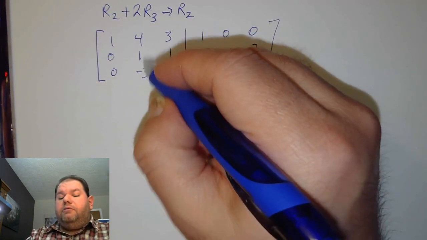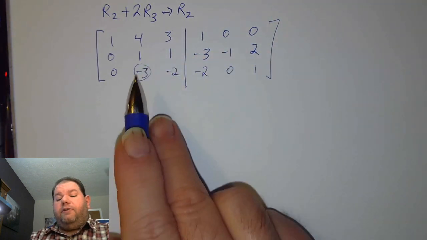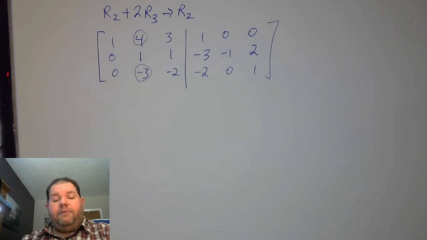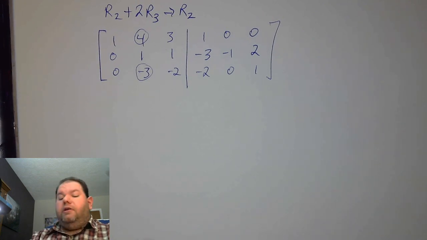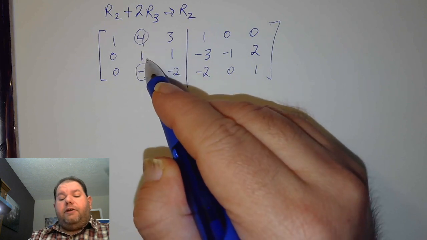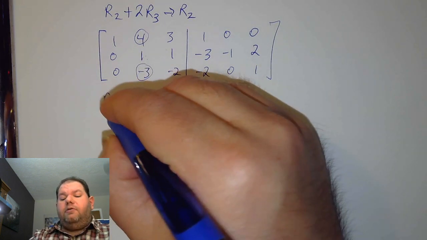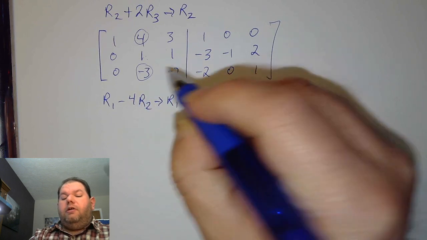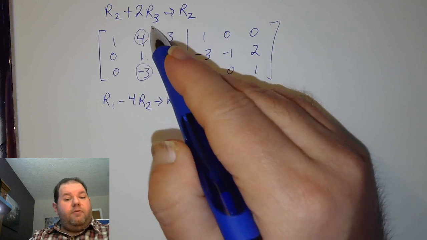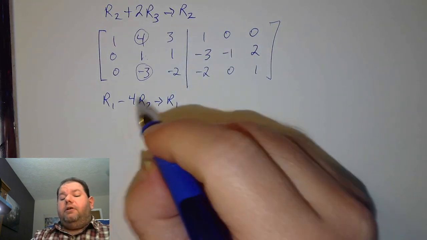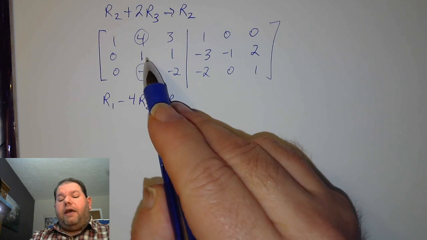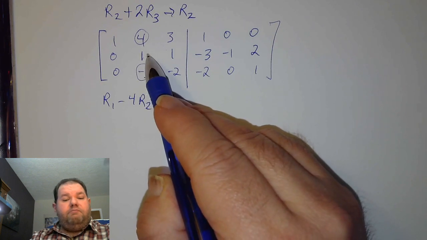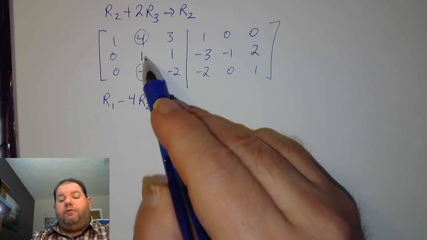From there, we want to zero out this term here and this term up here. So both of those need to become zeros. So for row 1, let's subtract row 2 4 times. So we'll have 4 minus 4 times 1. 4 minus 4 would give us a 0. And then for row 3, let's add 3 of these. Because if we take negative 3 plus 3, that'll make it a 0. So we need to add row 2 3 times.